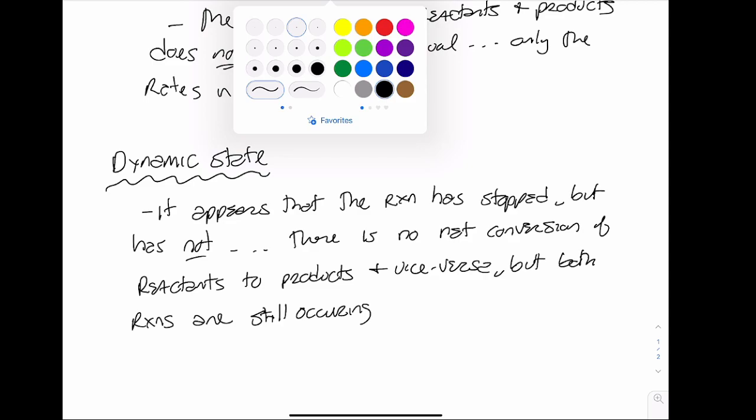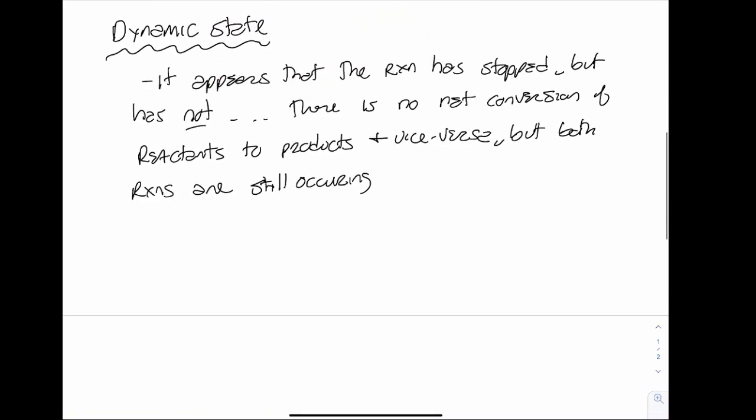We can establish equilibrium starting only with reactants, only with products, or with a mixture of the two. So equilibrium can be established.